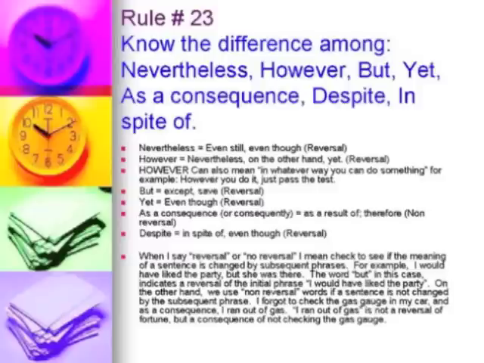I've given you an example of what's a reversal and what's not a reversal, but here's one. I would have liked the party, but she was there. The word but in this case indicates a reversal of the initial phrase, I would have liked the party. On the other hand, we use non-reversal words if a sentence is not changed by a subsequent phrase. For example, I forgot to check the gas gauge in my car, and as a consequence, I ran out of gas. I ran out of gas is not a reversal of fortune, but a consequence of not checking the gas gauge.